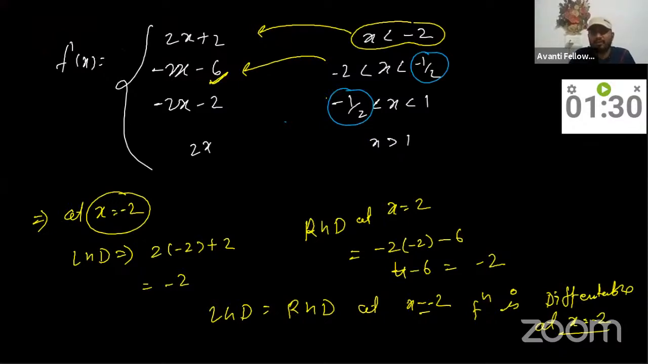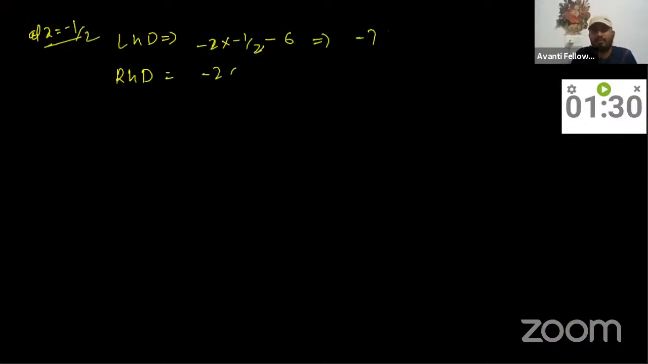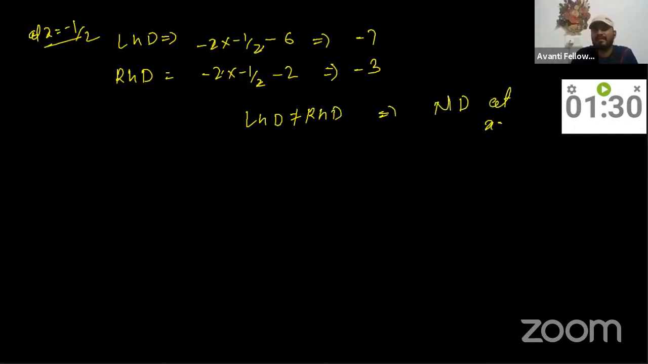What will be the right hand derivative? Right hand derivative, again, you have to put x is equal to minus 1 by 2 in this function, 2x minus 2. So 2 into minus 1 by 2 minus 2. Right? So you will get minus 3. So these are not equal. So LHD is not equal to RHD. So this is non-differentiable at x is equal to minus 1 by 2.